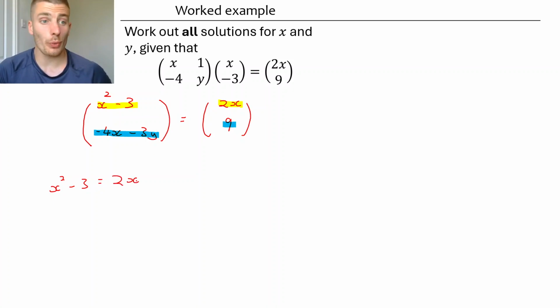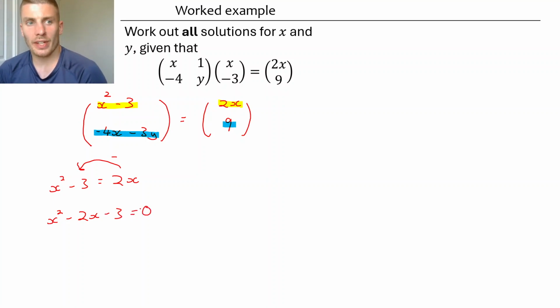Now from here, you want to find the value of x. You want to get x on its own. You want to get all of the x's onto one side. So I'm going to take this positive 2x and take it away onto my left-hand side. Because then I'm going to be getting x squared minus 2x minus 3 is equal to 0. Now, hopefully you're spotting that this is a quadratic that you can solve.